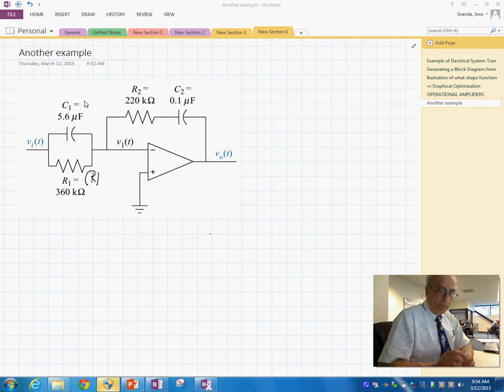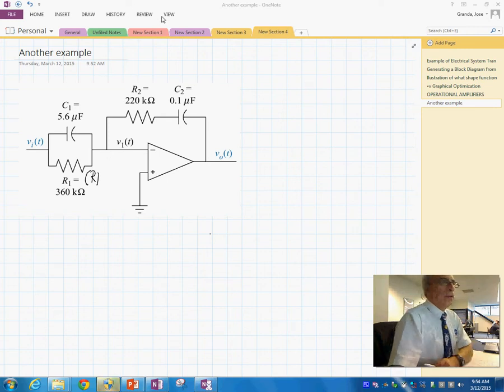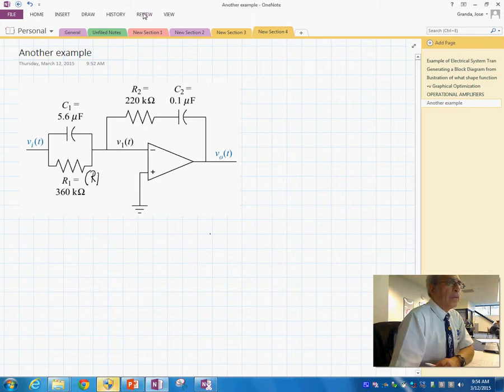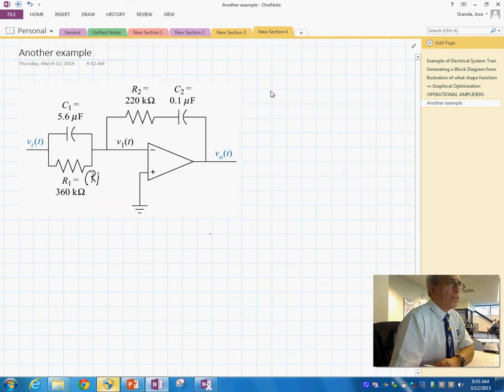We're going to see now this example that you see on the board. This is an operational amplifier, and we are supposed to find the relationship between the output and the input. Okay, so let's work this out.